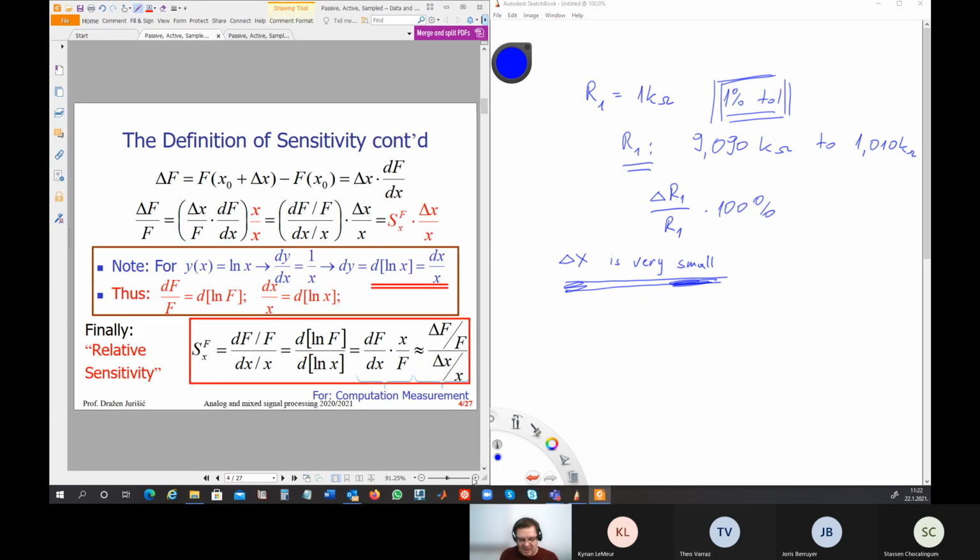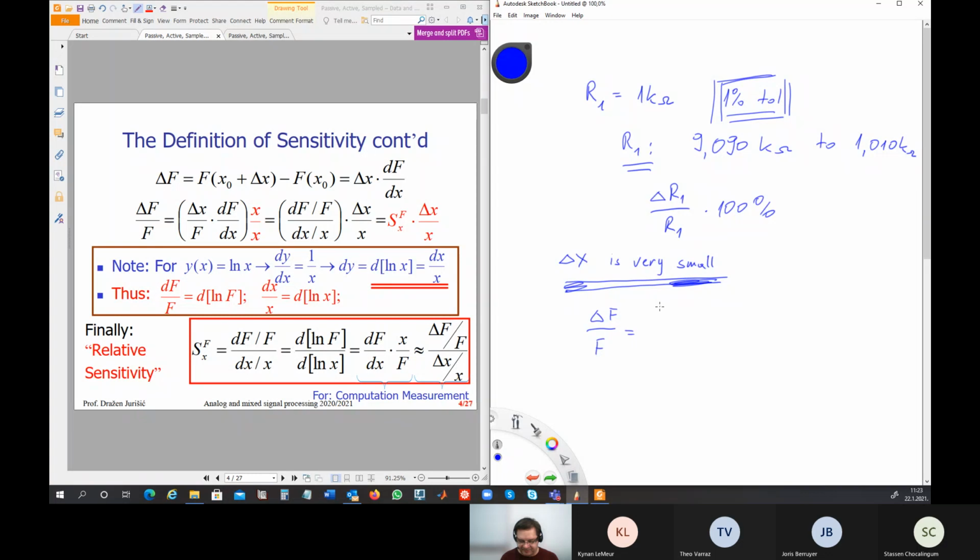Because of this, if we just look at the first power of delta x, then we can write delta f is f of x0 plus delta x minus f of x0. So this is nothing else by definition than this first part, and then we can write it in the following form. So delta f over f is, let's say, like this.